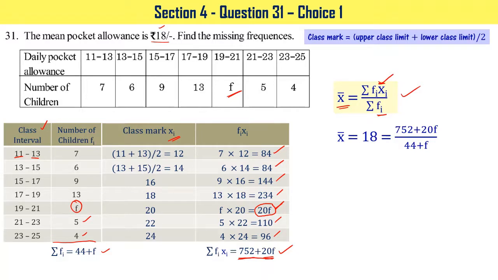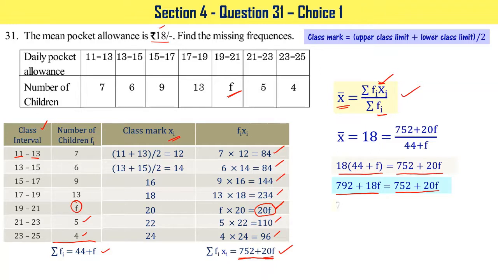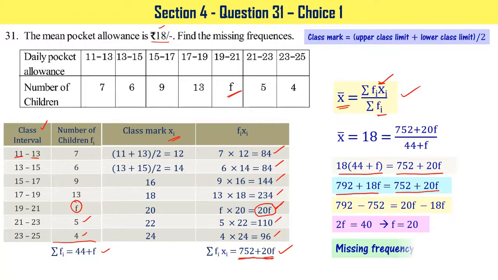Let's rearrange this equation such that I can write it as 18 times (44 plus f) equal to 752 plus 20f. This can be further simplified and written as 792 plus 18f equal to 752 plus 20f. Let's rearrange this such that you get 2f equal to 40. It means f equal to 20. So the missing frequency is f equal to 20.